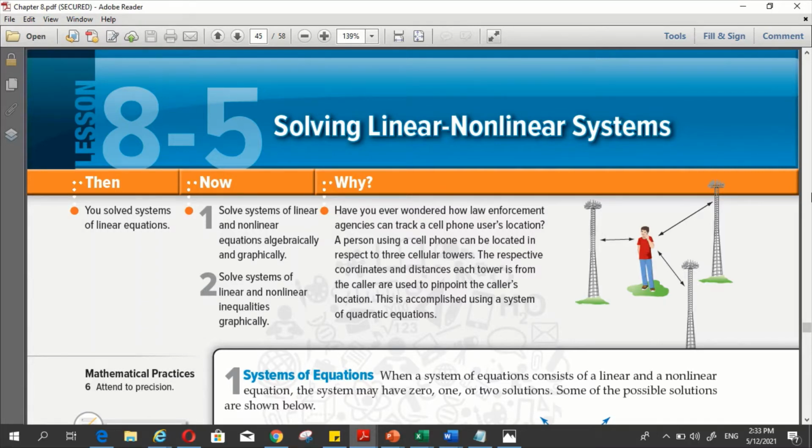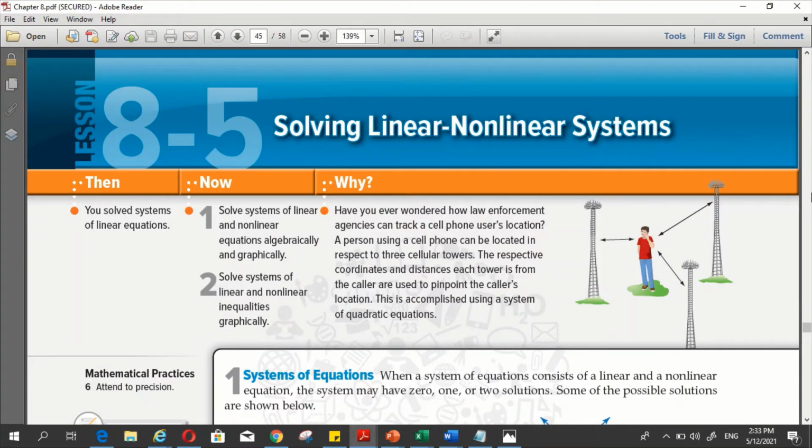In previous classes we have learned how to solve equations together, sometimes solving three linear equations together with three variables, or two equations with two variables. But in here we'll talk about solving linear equations with quadratic equations together, and a quadratic with a quadratic. So let's see that.